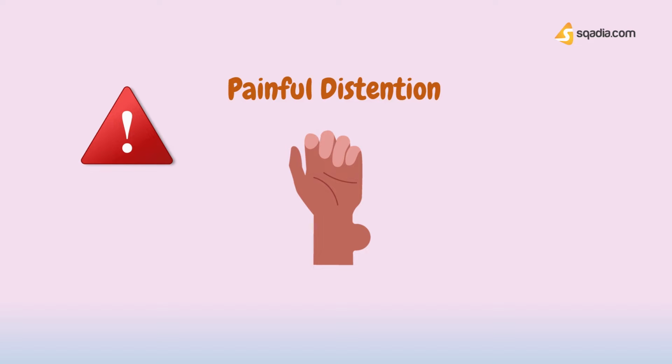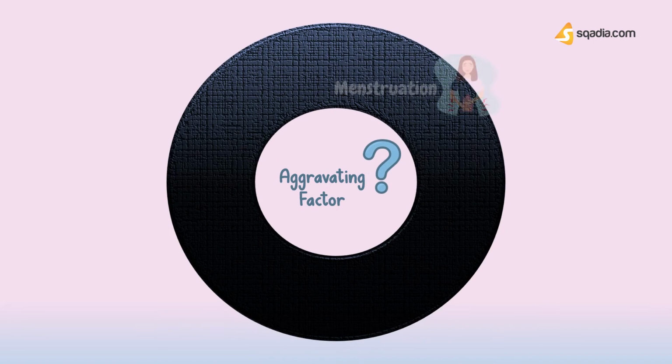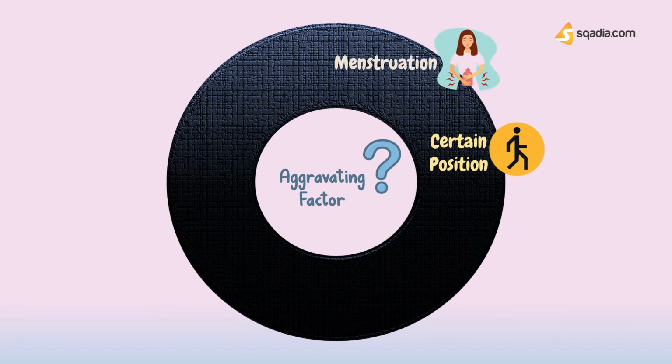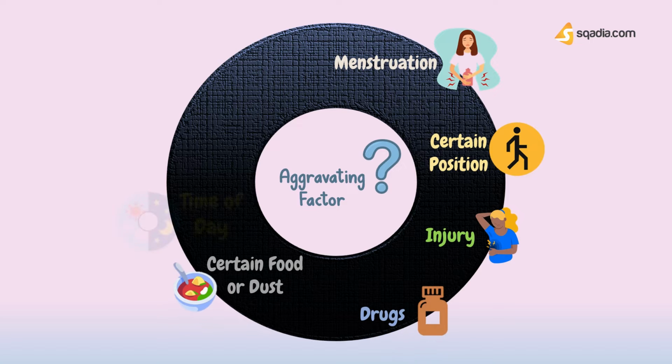Then you should be familiar with the factors which make swelling worse, including menstruation, certain positions, injury, drugs, certain foods or dust, time of day, pregnancy.